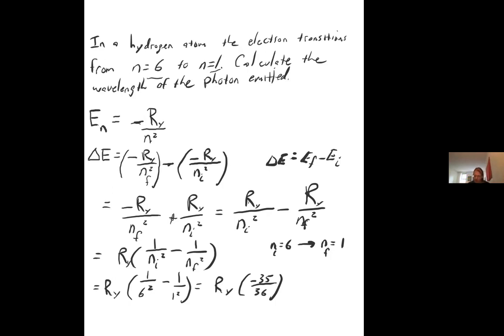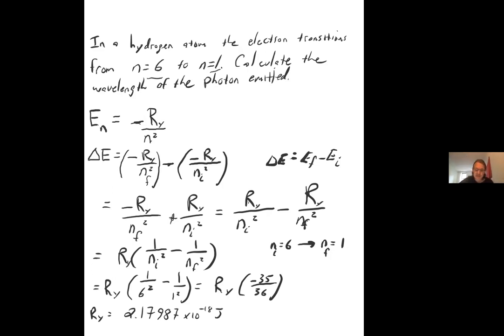Okay, so now let's come back to what R sub Y is. R sub Y is equal to 2.17. Okay, I have to look it up because I don't remember all the sig figs in it. So let me see what it is. It's 2.17987 times 10 to the minus 18 joules. Okay, so now we've got our R_Y.